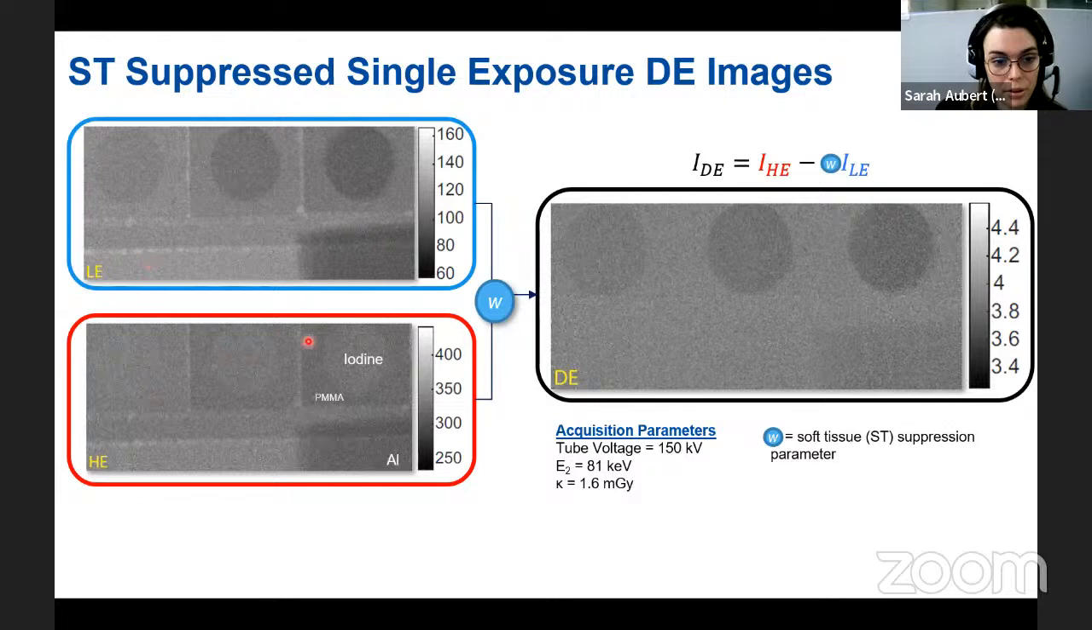So here we've acquired our low and our high energy image. We've applied some optimized weighting to remove the soft tissue. And in our soft tissue suppressed dual energy image, we can no longer see the variations in the amount of PMMA or soft tissue along the top.